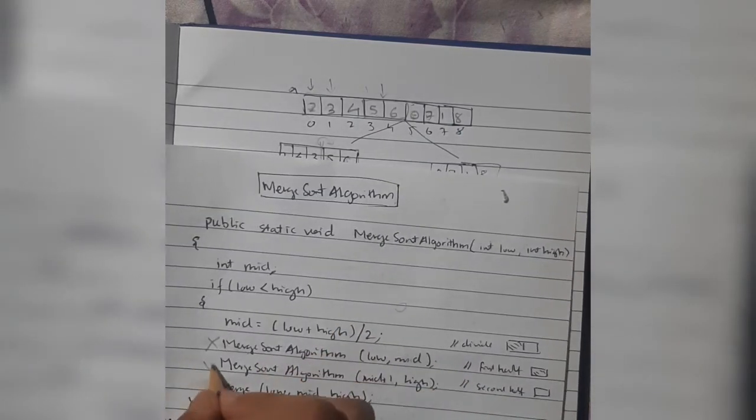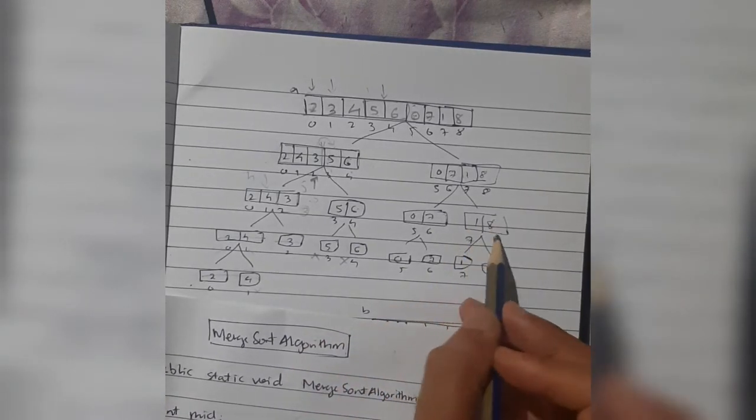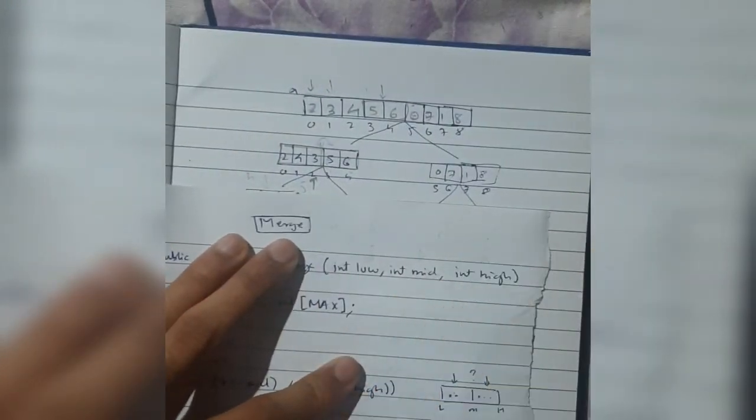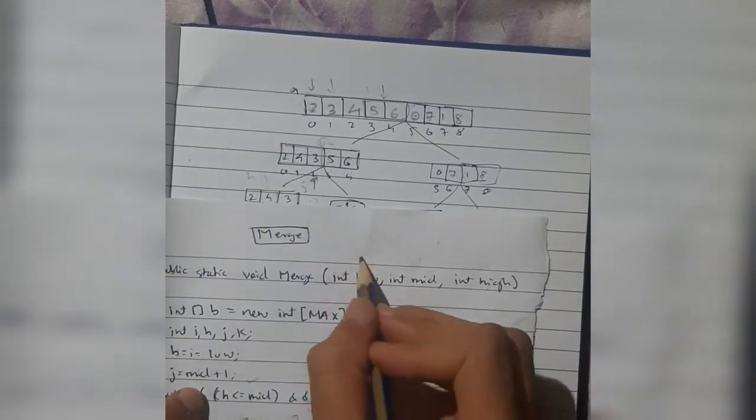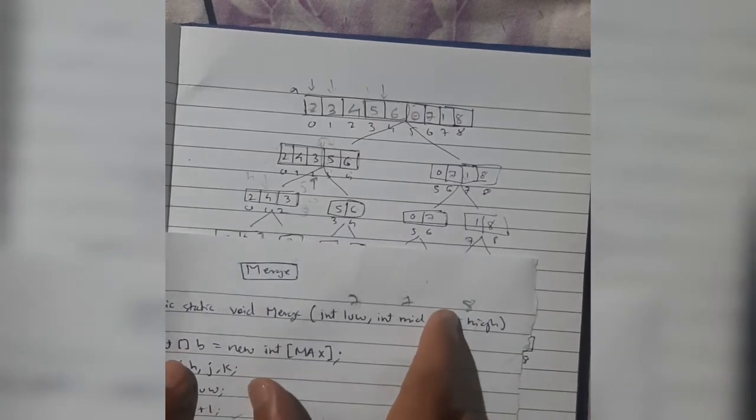7 plus 1 is 8. 8 and 8 will be passed here. Mid plus 1 and high, 8 and 8, that will also not be executed. Okay, so these two are not executed, so we'll move on to the third line of code, which is merge low, mid and high. So we are calling merge for 7 and 8. So merge will be called with the values 7, 7 and 8.